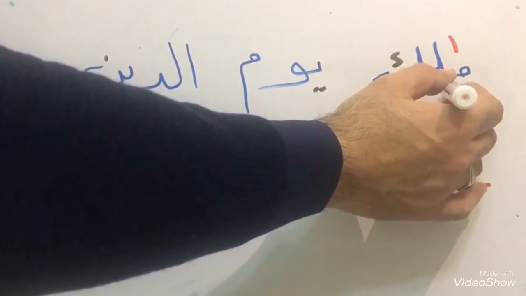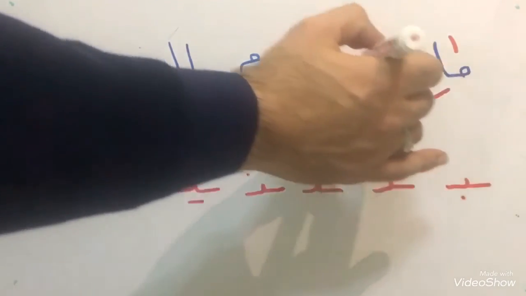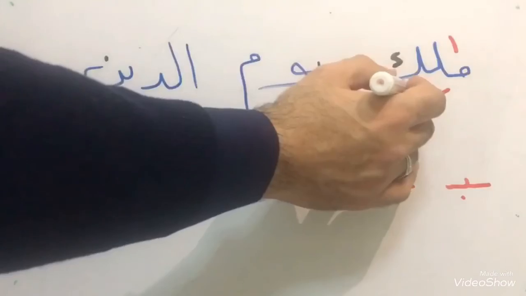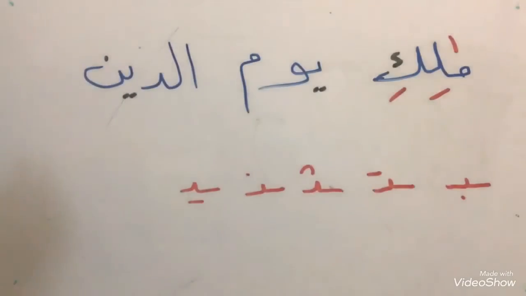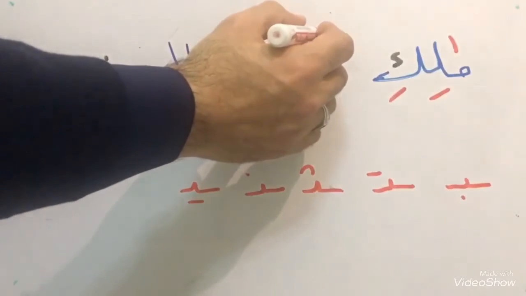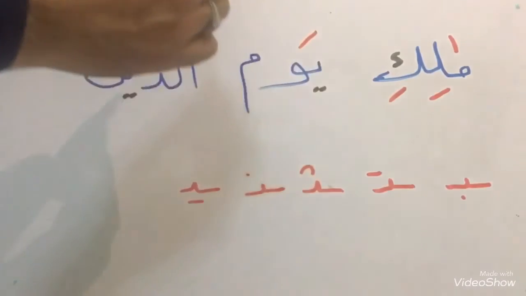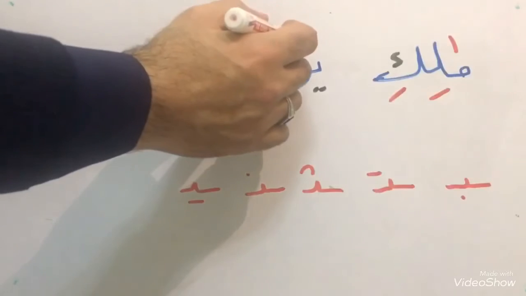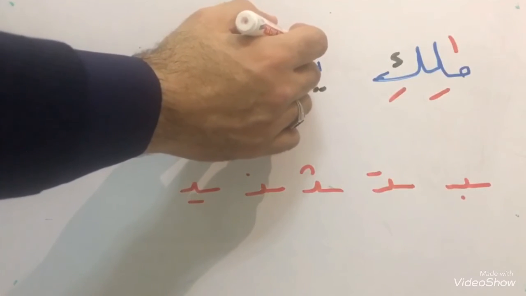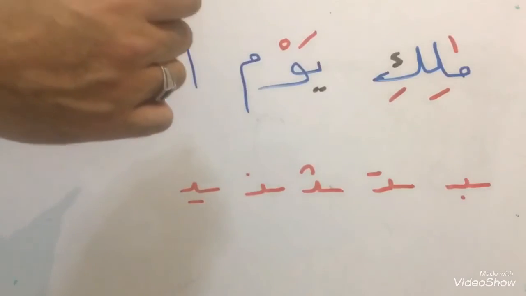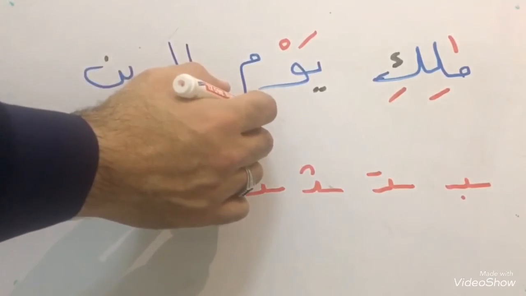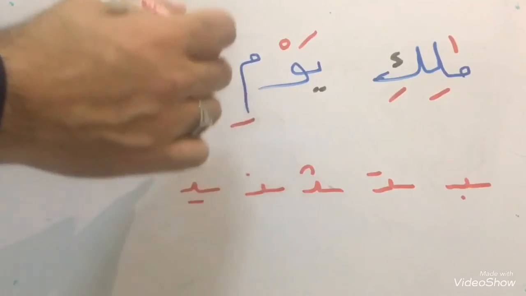Lam has kasra, Maliki. Kaf has also kasra, Maliki. Ya has fatha. Waw has sukoon. Mim has kasra, Maliki Yawmi.